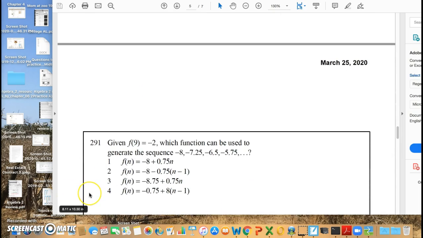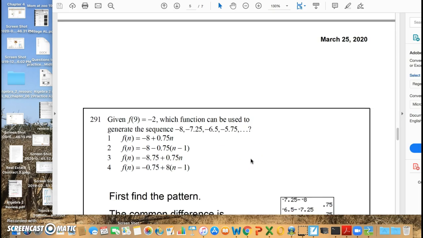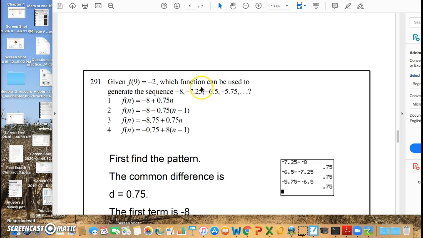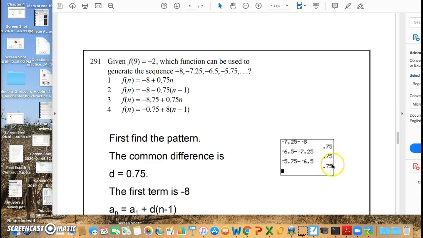All right, let's go to this one. They give me the sequence. They don't tell me which kind it is, but if I again use my calculator, I can see that it's arithmetic with a common difference of 0.75. So you do this number minus this number. So negative 7.25 minus negative 8 is 0.75. Do that again and again, and you'll see you're constantly getting a common difference of 0.75. This is a positive 0.75. The numbers are going up in value.